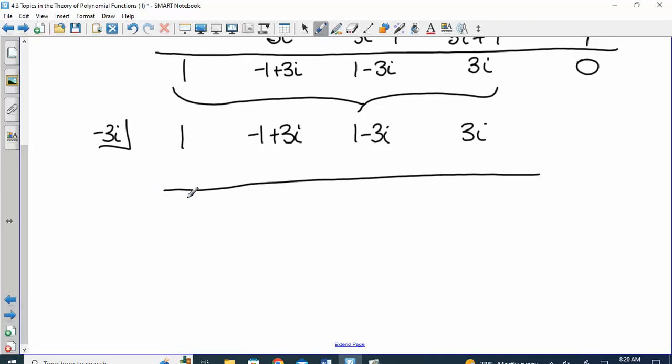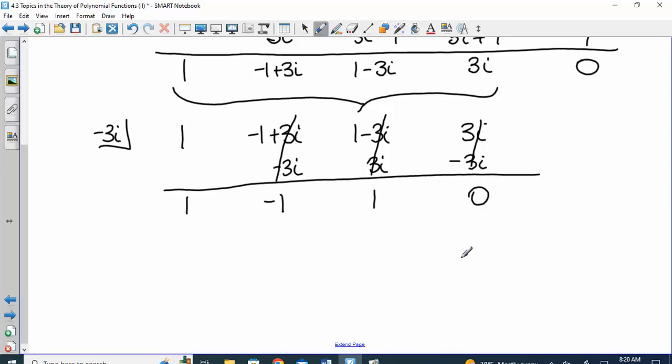So the 1 comes down. 1 times negative 3i is negative 3i. And I add those, and the 3i's drop, and we just have negative 1. Negative 1 times negative 3i is positive 3i. And I add, those drop, and we get 1. 1 times negative 3i is negative 3i. Add, and that gives us 0.